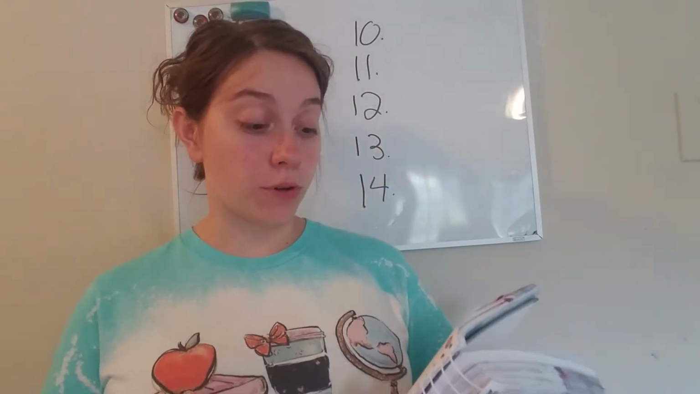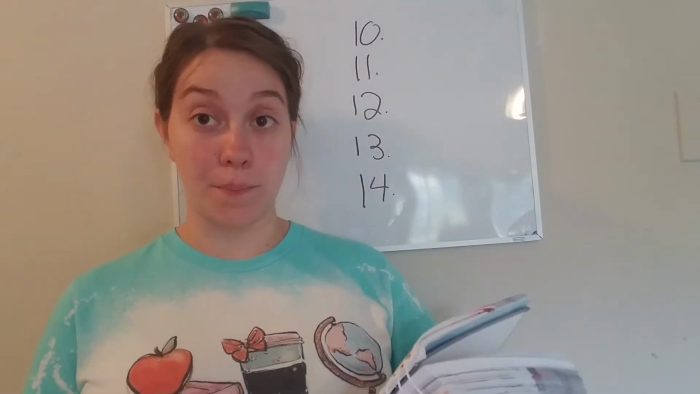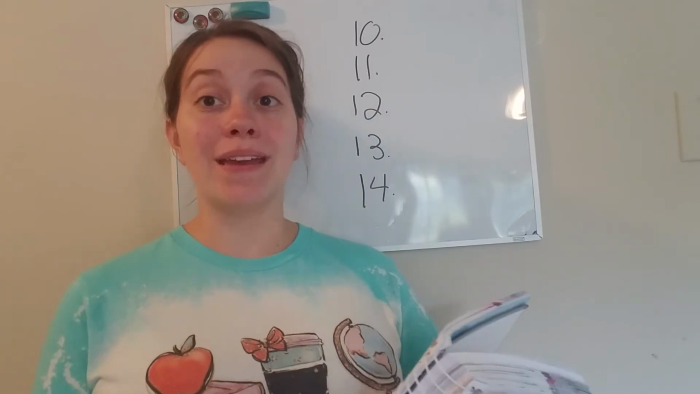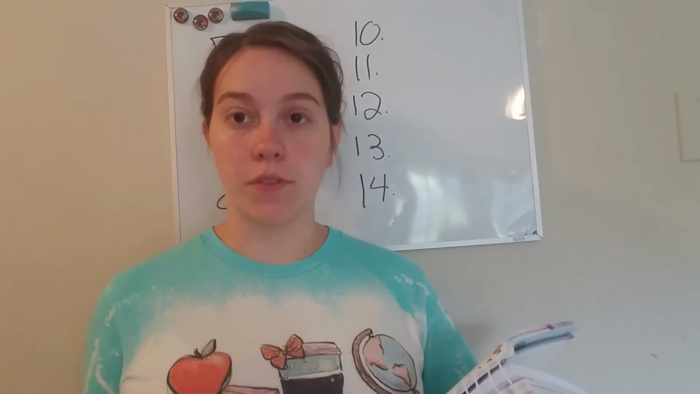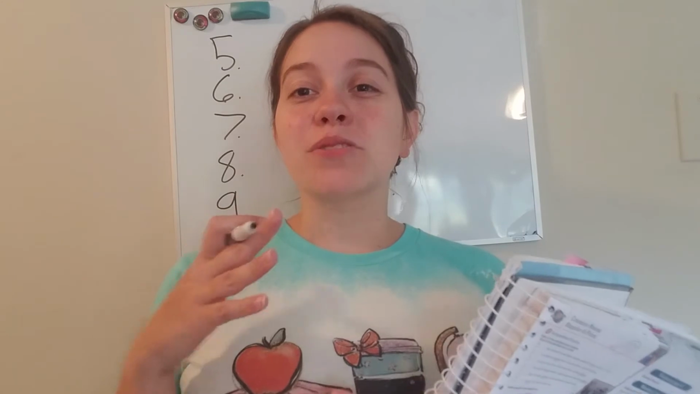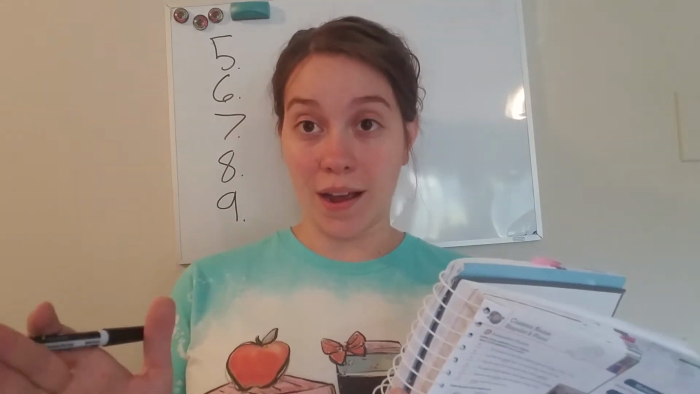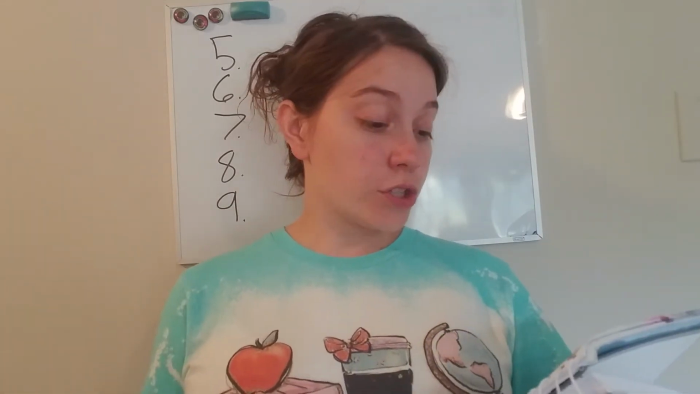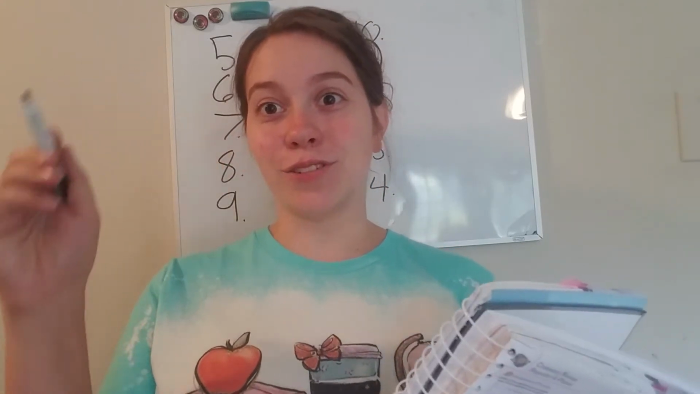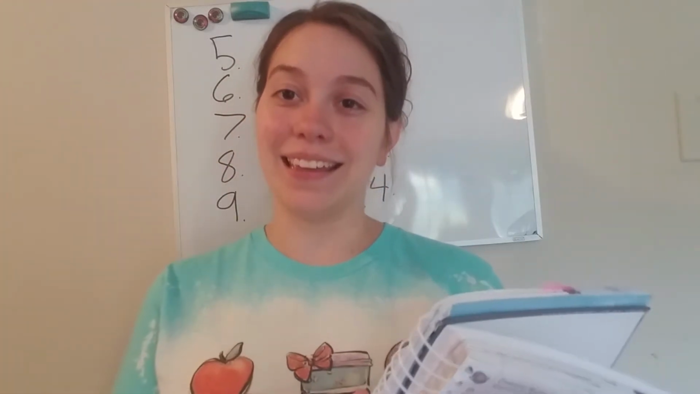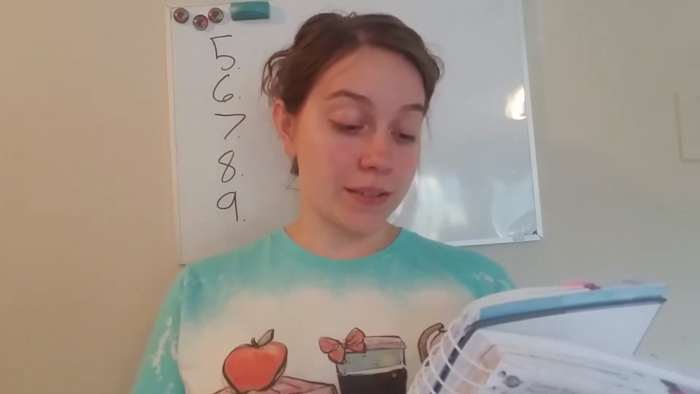Change Y to I and add ES to form the plural of nouns ending with a consonant plus Y. So if we have any consonant, there are tons of consonants in the alphabet, right? So if it's a consonant plus a Y, then you change the Y to an I and add ES. So we have babies, bakeries, and candies.